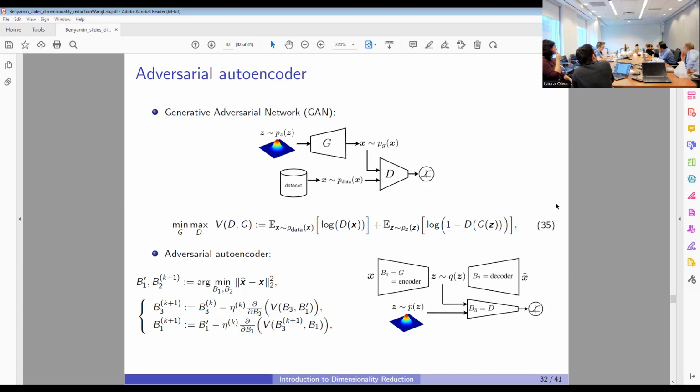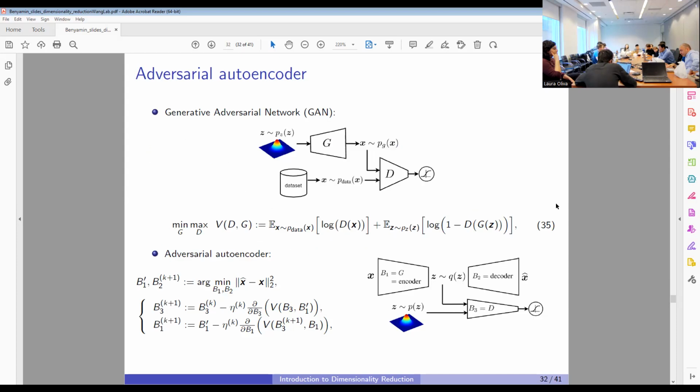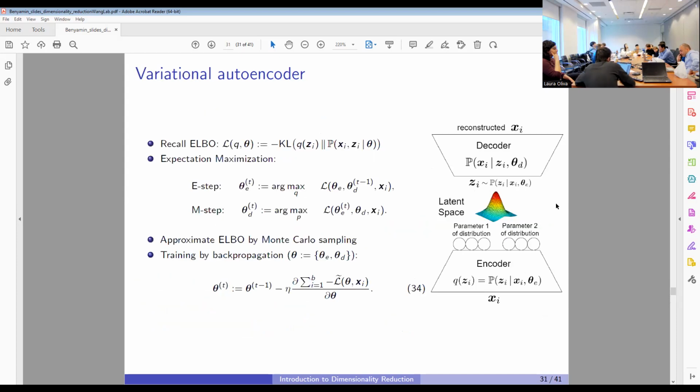I was just wondering, would this not be equivalent to just a VAE, but you put more weight on the KL term? Like if you want to make the latent distribution as similar to the prior. Is that sort of doing the same thing?